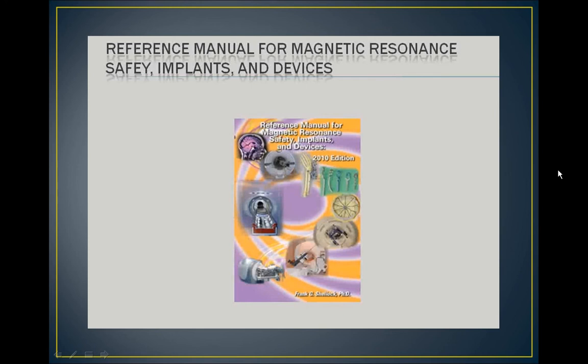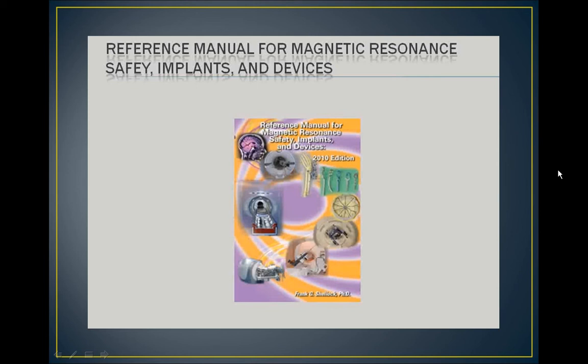On your screen is an image of the reference manual for magnetic resonance safety implants and devices. Dr. Frank Shellock has compiled a list of magnetically tested implants and includes them in his book. You can also access the list on his website, which is MRISafety.com. Most facilities will have this manual readily available to check for any implanted devices. They also usually update this manual every year.